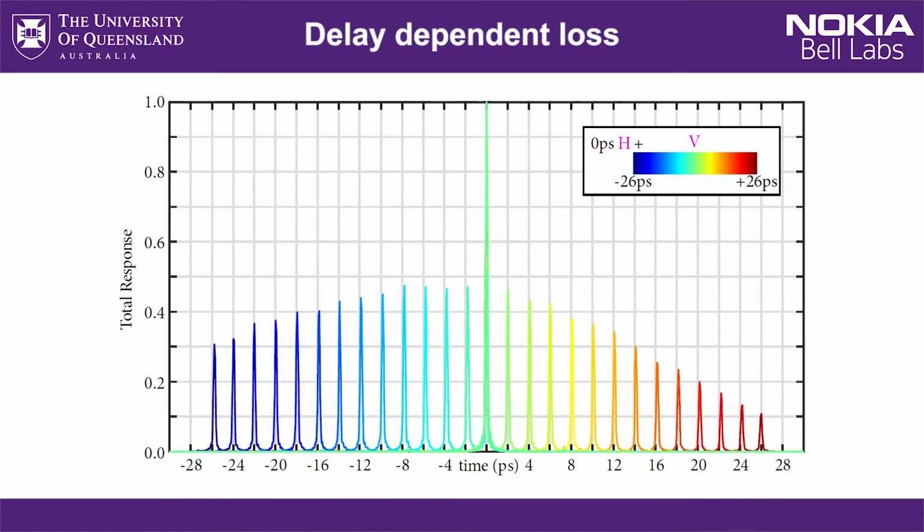Next, we'll take a look at the delay-dependent loss. So we looked previously at the spatially dependent loss, the fact that different spatial and polarization modes have different losses, but with the spectral pulse shaper, different delays also have different losses. There's a few different mechanisms.